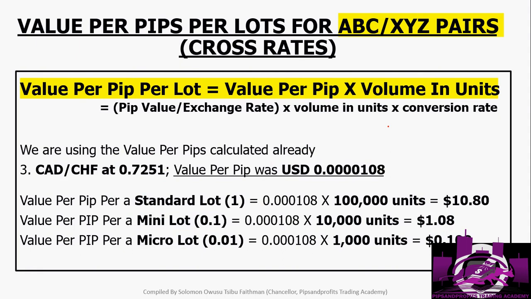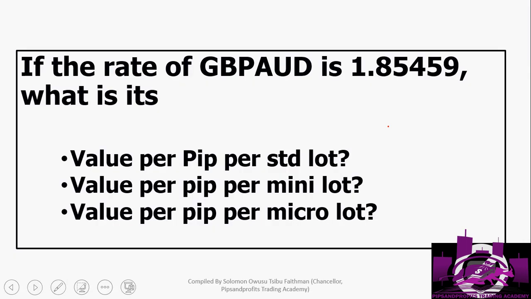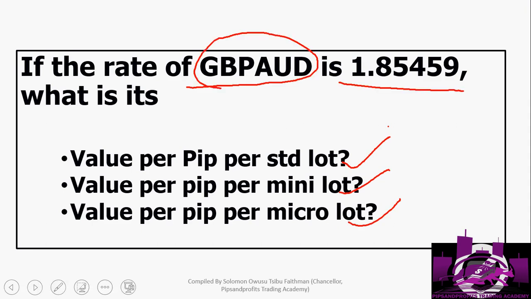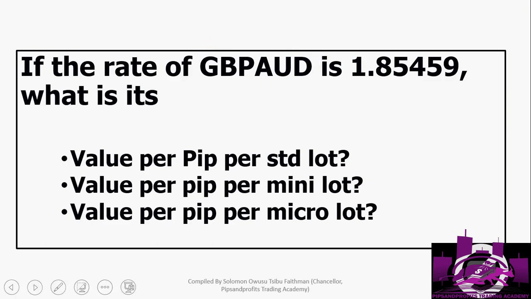Let's take the next example. This is the next example that I wanted you to do. I wanted you to find the value per pip per standard lot, mini lot, and micro lot of GBP AUD at this particular price point. But because we are pressed with time, we will take a screenshot and do it later. Now, this is your assignment. So I will skip the answers that I did.